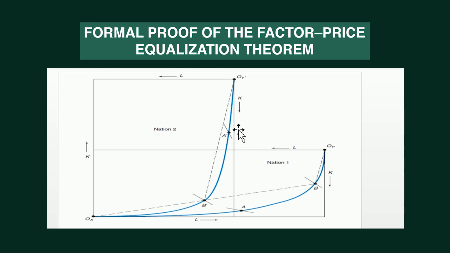Similarly, for nation 2, as trade opens, it is now producing more of good Y. It moves from A dash to B dash. And the intensity of capital has now changed from earlier, and it is now more Y intensive. We observe that there is a change in the price ratios due to the change in intensity of production for both the countries after the opening of trade.